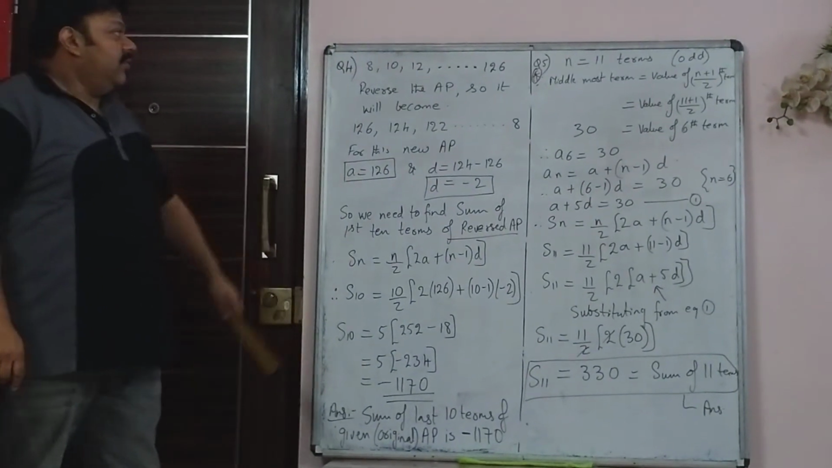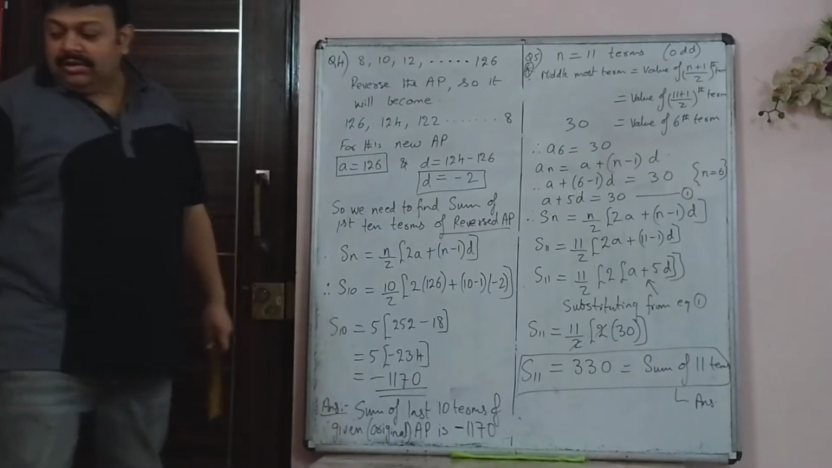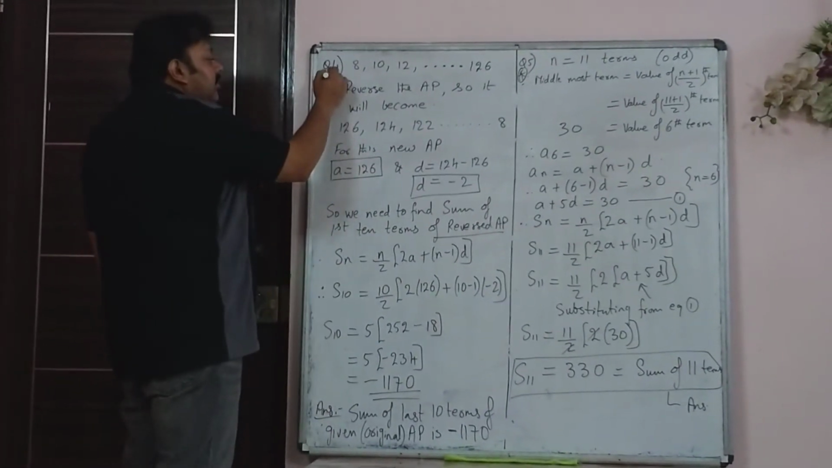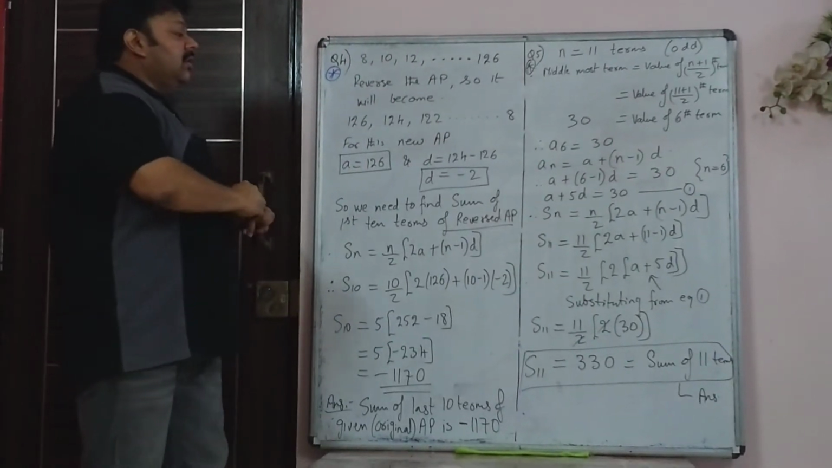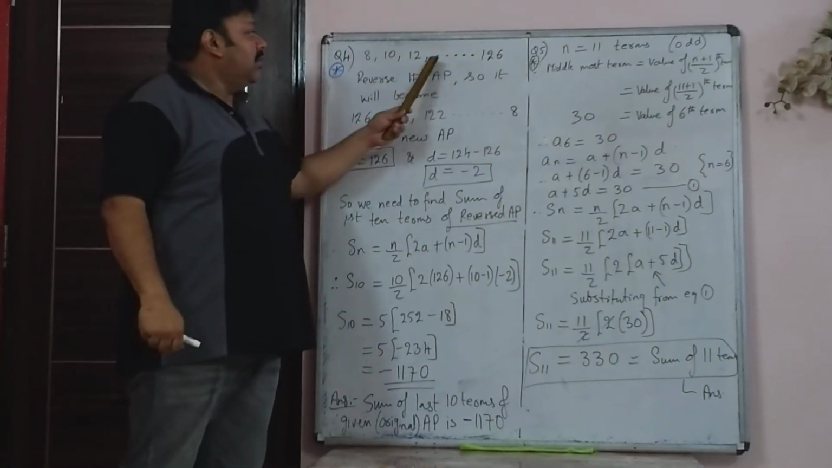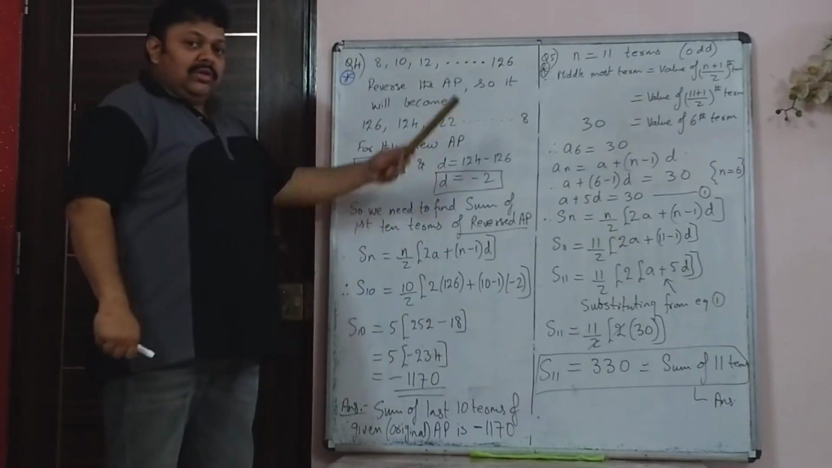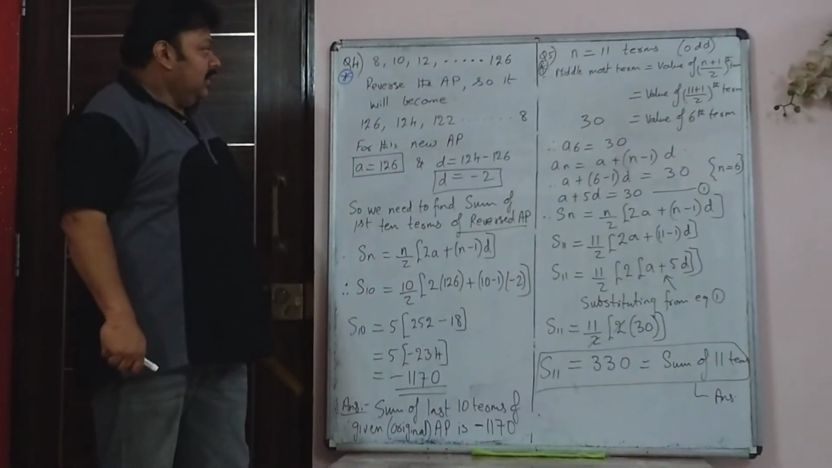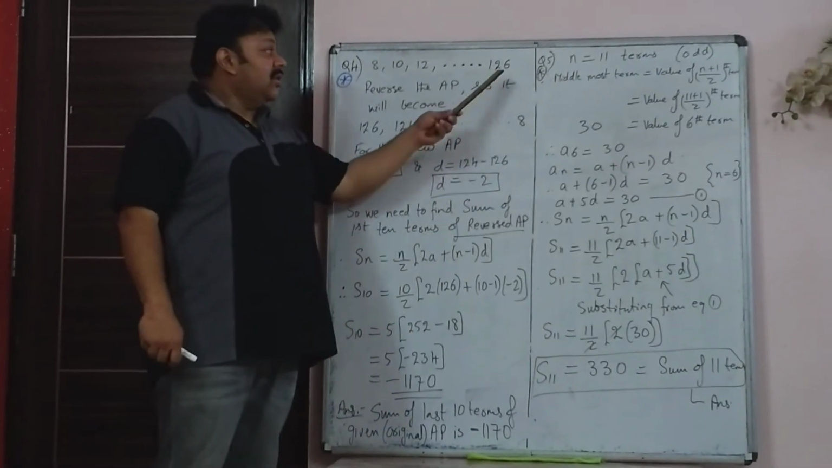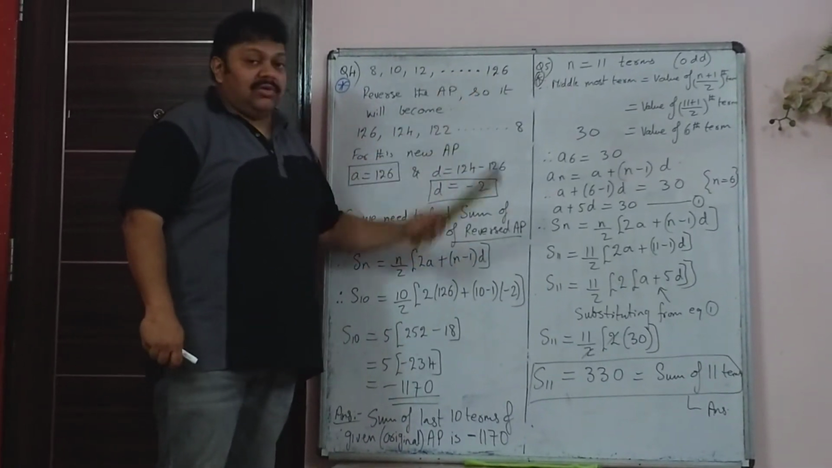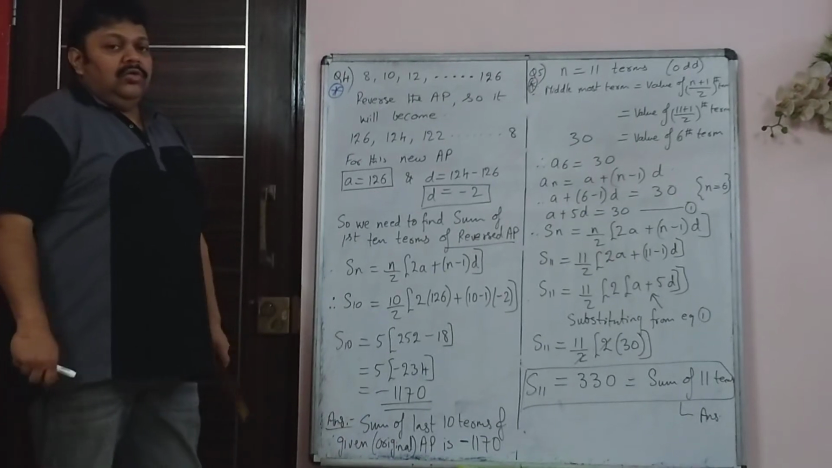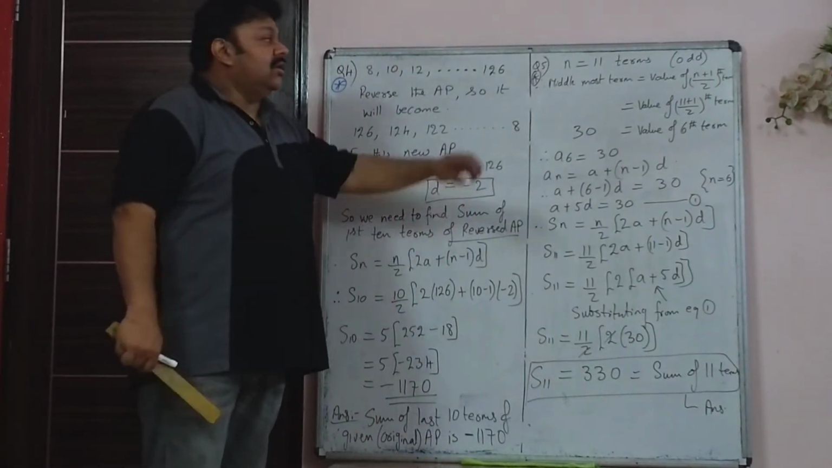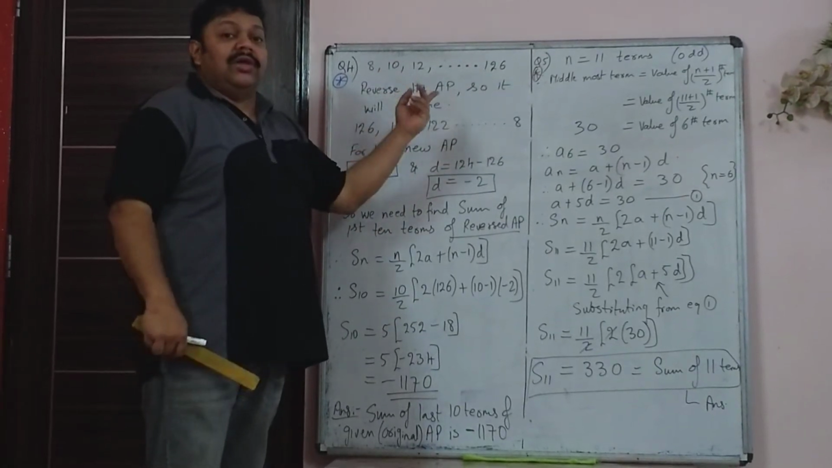Now in the fourth sum, again mark this sum important because you will have to think a bit when you are solving it. You have got an AP given: 8, 10, 12 up to 126. So the last term is 126 and the first term is 8. Now they have asked you to find the sum of the last 10 terms of this AP. The simplest thing I am going to do is, instead of finding the last 10 terms, flip or reverse the AP.